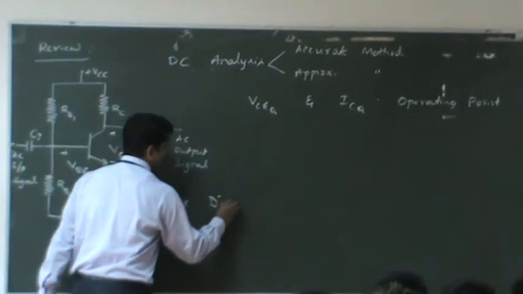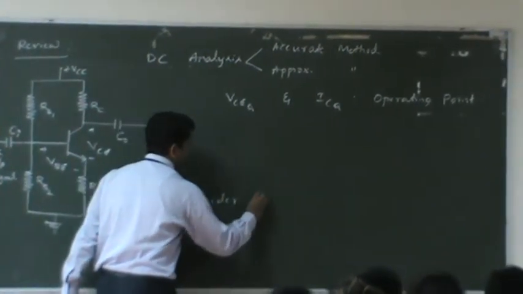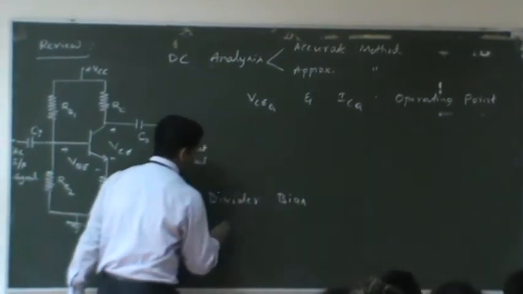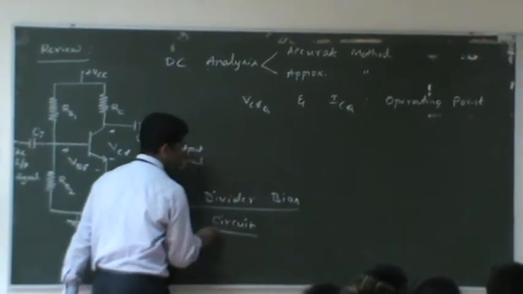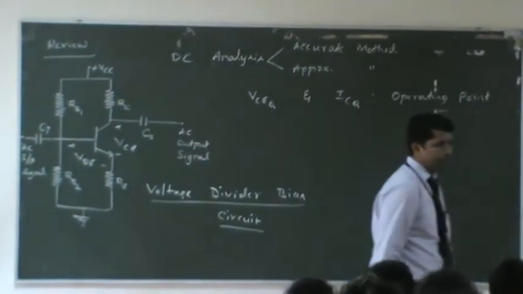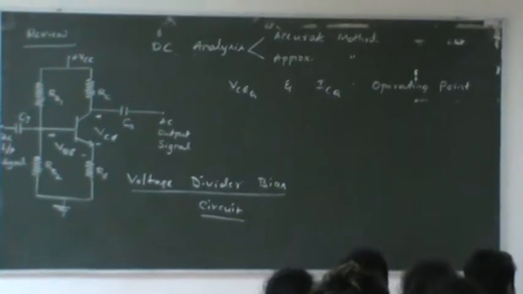As mentioned here, this is the voltage divider bias circuit. That's about the last class.